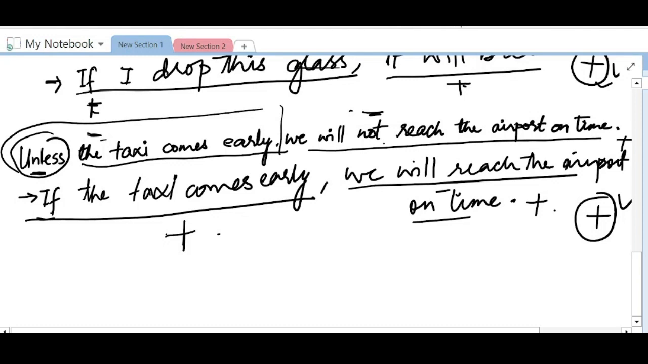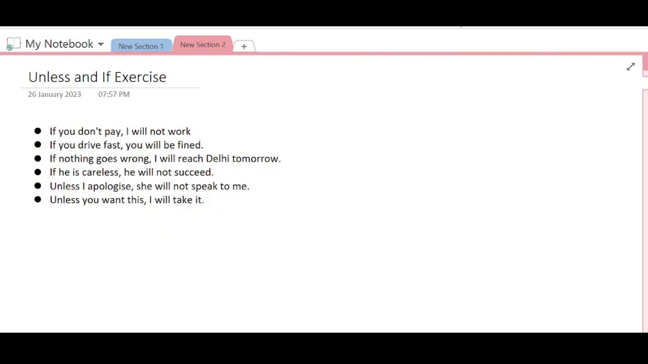Okay. Now you have one worksheet. You can do it if you would like to. I have given you here 6 sentences. Just do it. Try to do it on your own. Check how much you have understood.